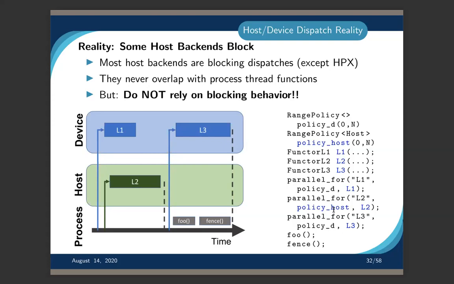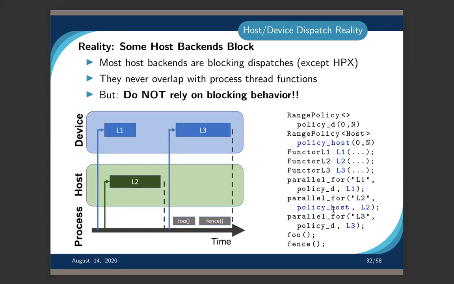So essentially, if you have parallel work for host and device, dispatch all the device work first, because most of the host backends are blocking. One exception is potentially HPX, which can actually do non-blocking work, right? And where we would get the picture I showed before.